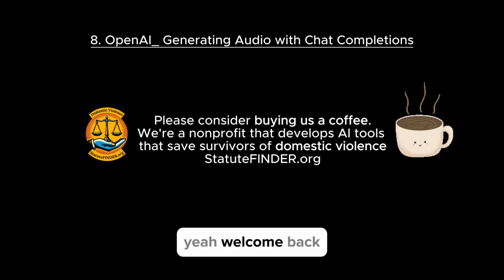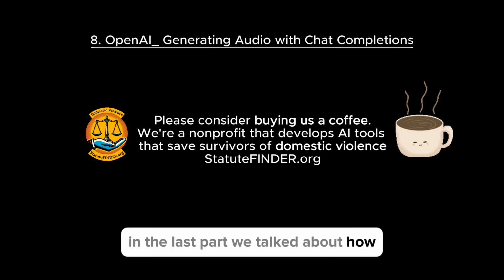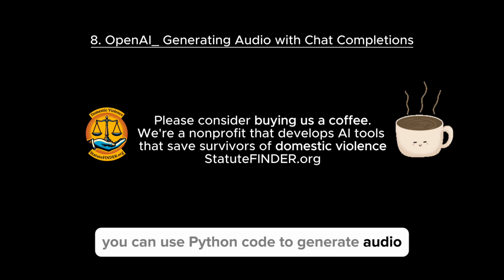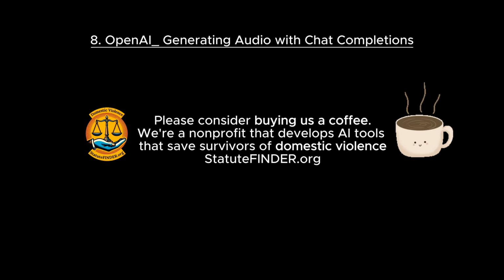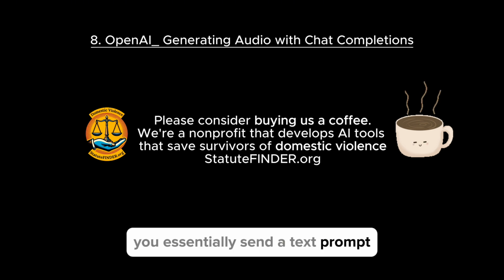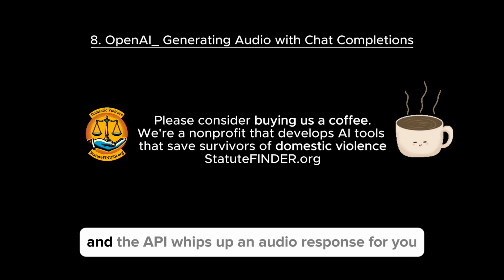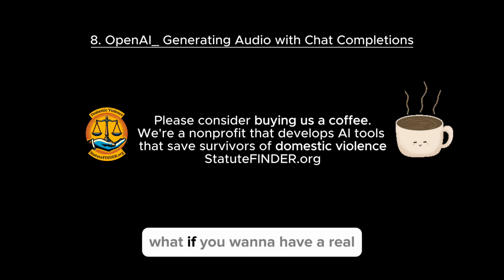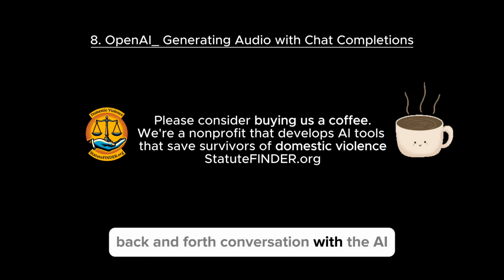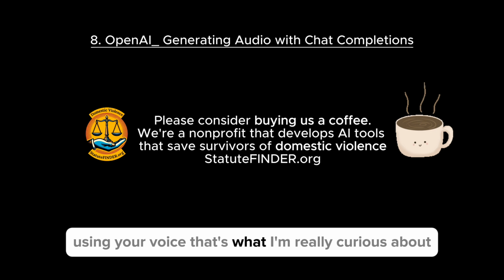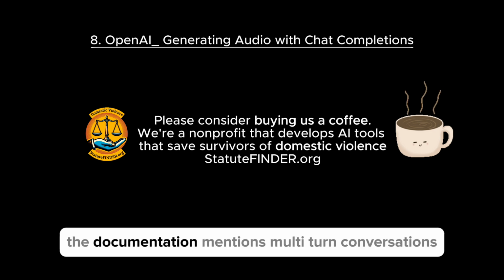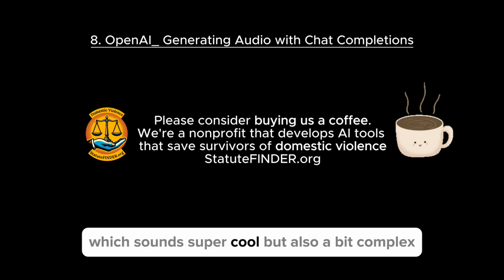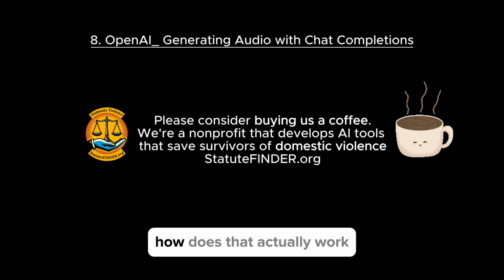Welcome back. In the last part, we talked about how you can use Python code to generate audio with OpenAI's API. You essentially send a text prompt, kind of like an order to a chef, and the API whips up an audio response for you. But what if you want to go beyond a single interaction? What if you want to have a real back and forth conversation with the AI using your voice? That's what I'm really curious about. The documentation mentions multi-turn conversations, which sounds super cool, but also a bit complex. How does that actually work?